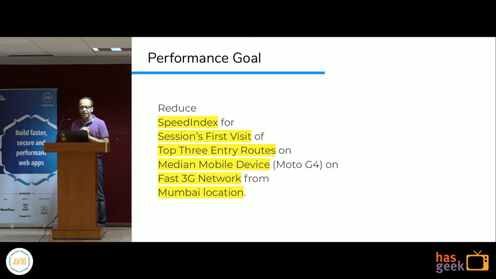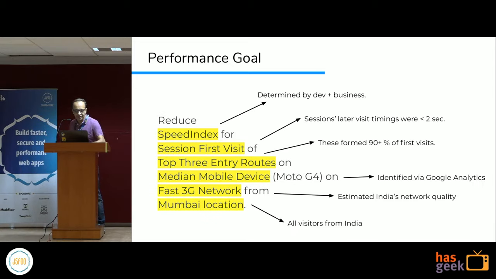We wanted to reduce the speed index for session's first visit for the top three entry routes. We also picked the mobile device on which we would measure the performance: Moto G4, a relatively lower-end mobile device, on a fast 3G network from Mumbai location. So we knew what speed measure we cared about, and under what conditions we were measuring that particular measure.